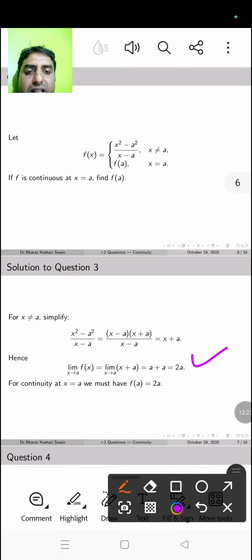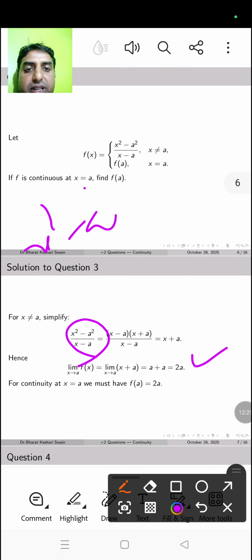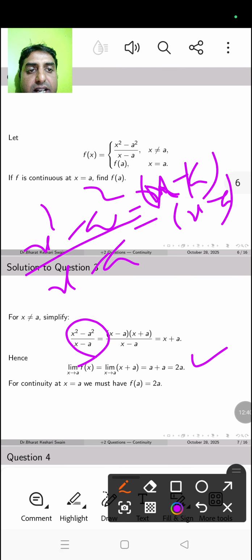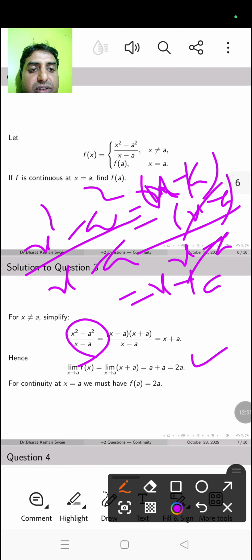Or you can just simplify the numerator, that means x square minus a square. Directly you can put the formula, otherwise you can write the numerator as x square minus a square, so this will be x plus a into x minus a, and in the denominator it is only x minus a. So x minus a cancels, because x is not equal to a, so x minus a is not equal to 0, so you can cancel it. The remaining term is only x plus a, and if you take x tends to a, it will be a plus a, and that is equal to 2a. You can do it like this also, otherwise you can put the direct formula.